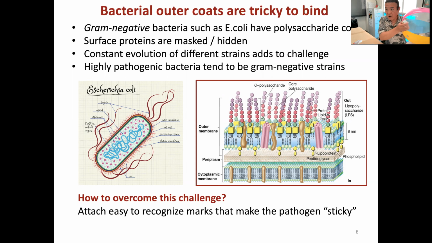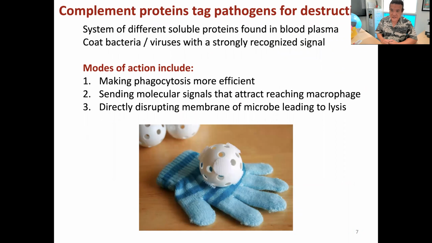So what does that require? That requires that the macrophage itself has special types of receptors on it, complement receptor proteins that can recognize complement that's been deposited on a bacteria, so it can grab onto it. Okay. So complement proteins tag pathogens for destruction.